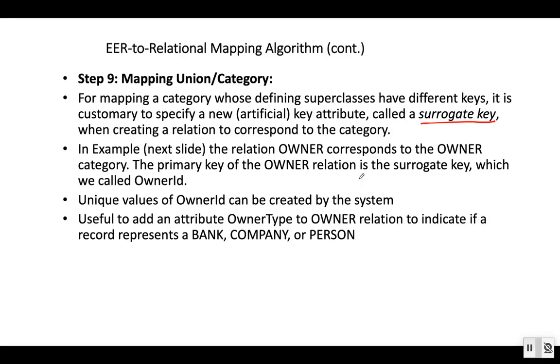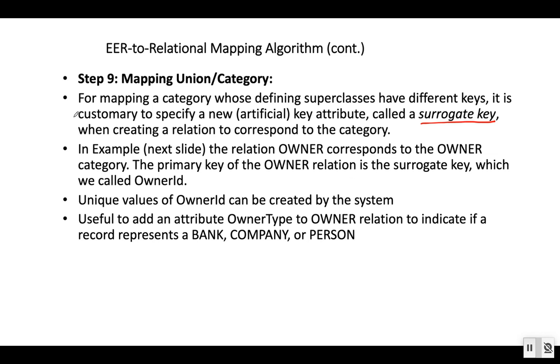So this is our last step. In the enhanced entity relationship model, the enhanced version could be using specialization or using the union or category. So this step is going to show us how to map a union or category into relational mapping.